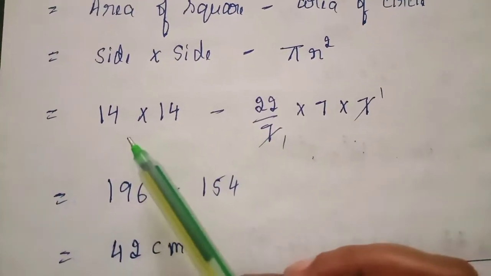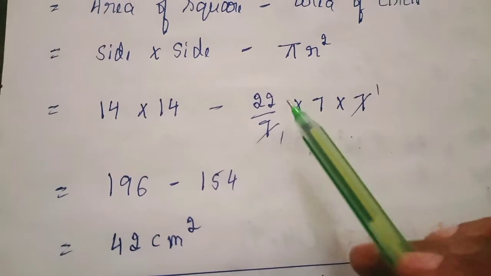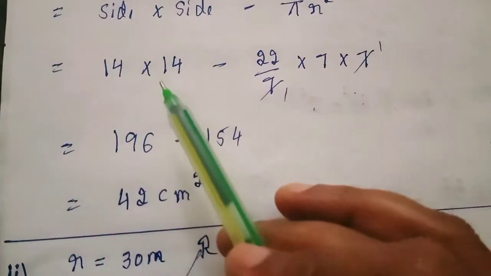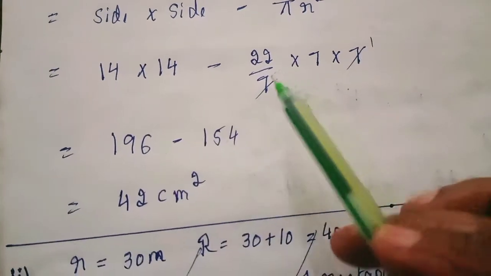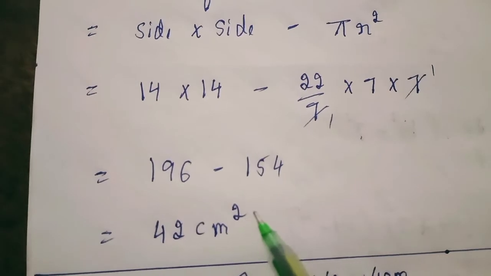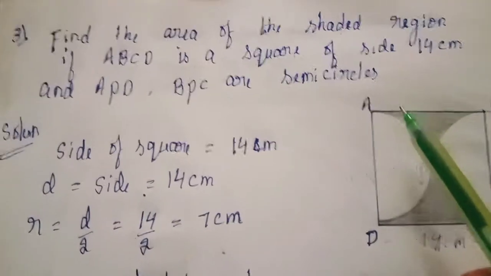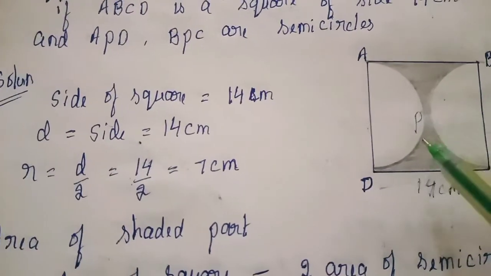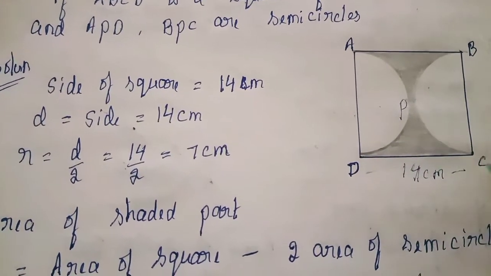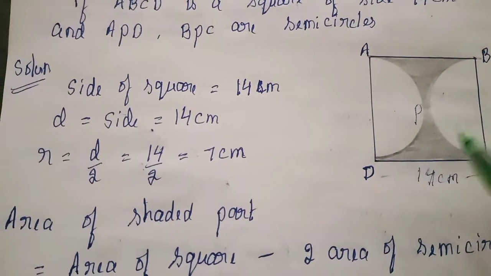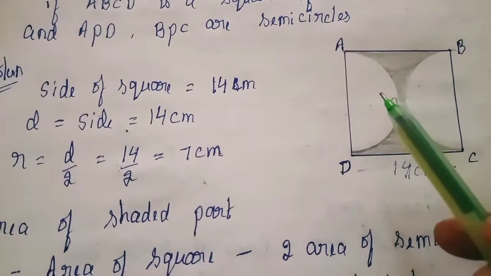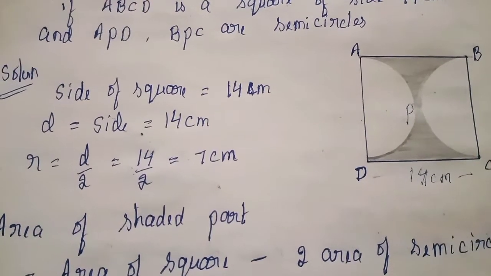So side is 14 into 14 minus 22 by 7, radius is 7 into 7. Multiply: 196 minus 154. We get 42 centimeter square. So the area of this shaded part is nothing but 42 centimeter square. So it is a very easy concept. You may get this for 2 marks. Very simple: area of square minus 2 times the area of semicircle.